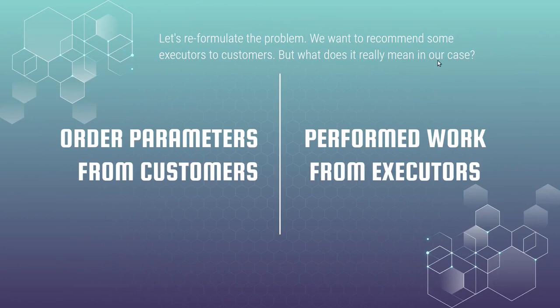Let's try to reformulate the problem. We want to recommend some executors to customers. But what does it really mean in our case? In our case, we have some order parameters from customers, and from another side, we have some performed work from executors. That's all that we really have. So how to resolve the problem?